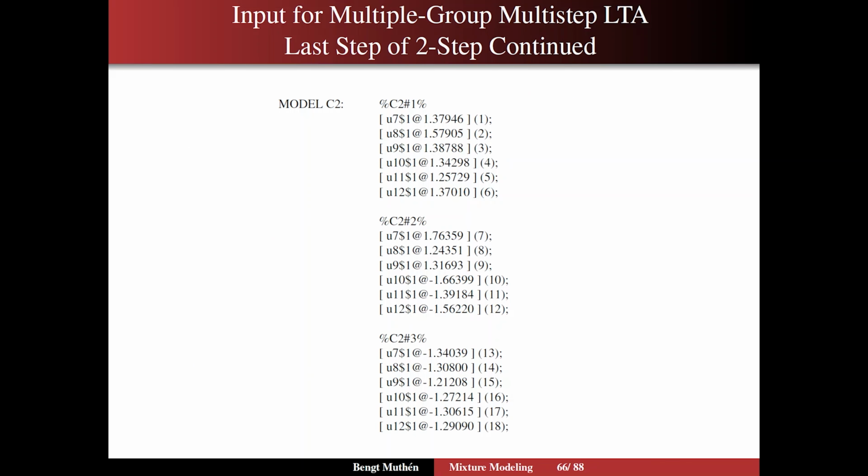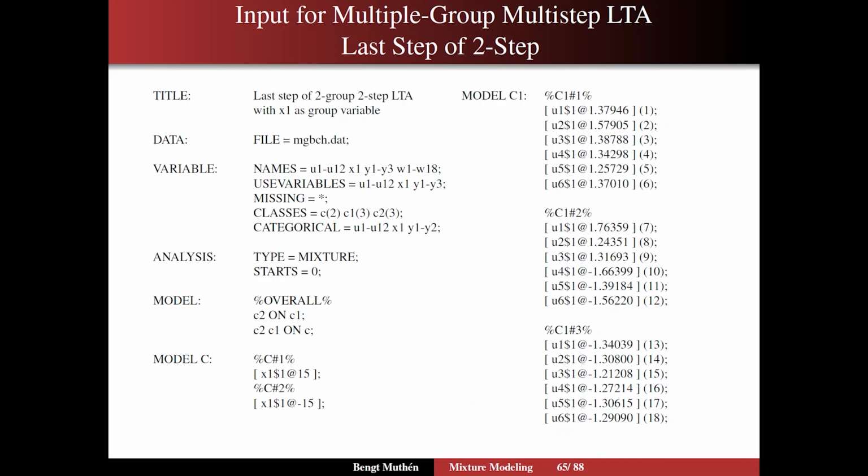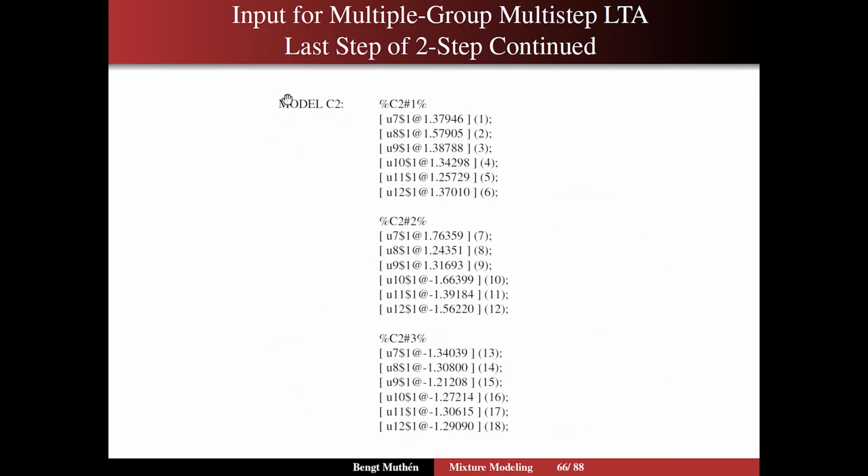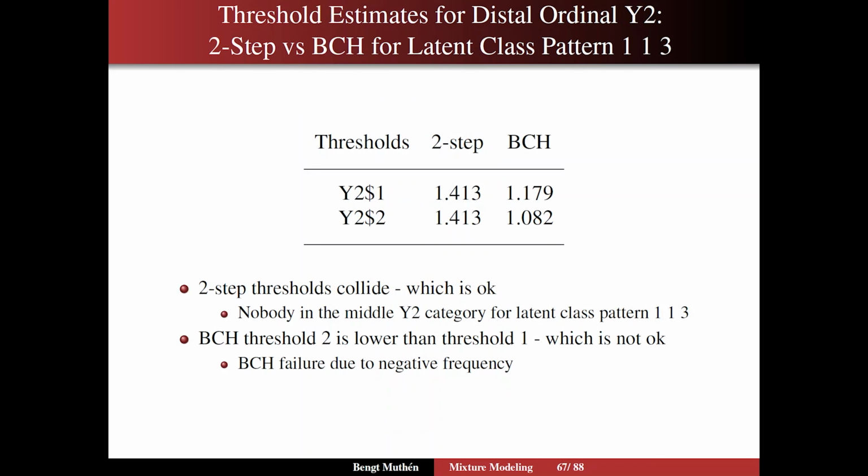Next slide, we continue with C2, and we see that we have the same values for C1 and C2 because of the equalities. And then we get results here that we're going to focus on slide 68. We're going to take a look at the threshold estimates for the distal ordinal Y2 variable, where we had that problem with the middle category. And we're going to compare two-step and BCH for this specific latent class pattern 113 that was first indicated as problematic on a previous slide.